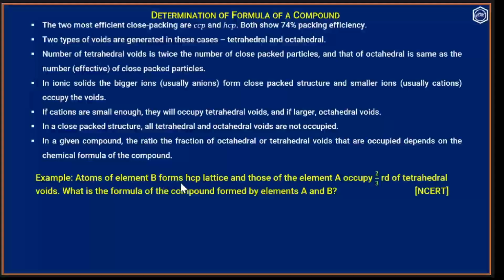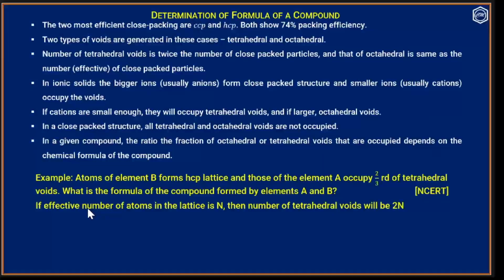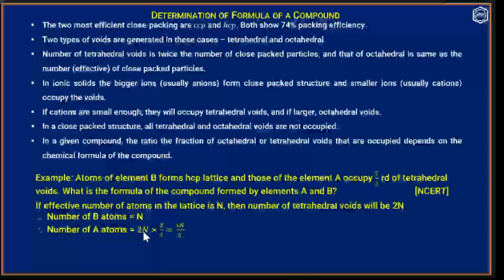Atoms of element B form a CCP lattice, and those of the element A occupy 2/3 of tetrahedral voids. What is the formula of the compound formed by elements A and B? If the effective number of atoms in the lattice is n, then the number of tetrahedral voids will be 2n. Therefore, the number of B atoms is equal to n, because B forms the lattice.